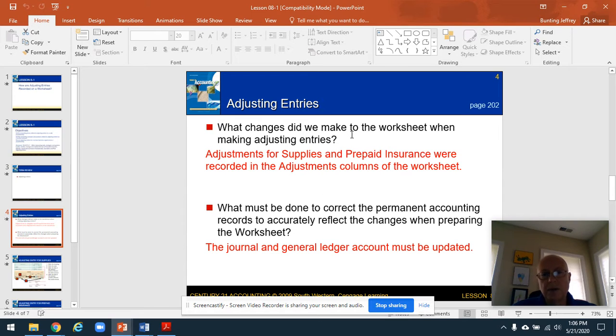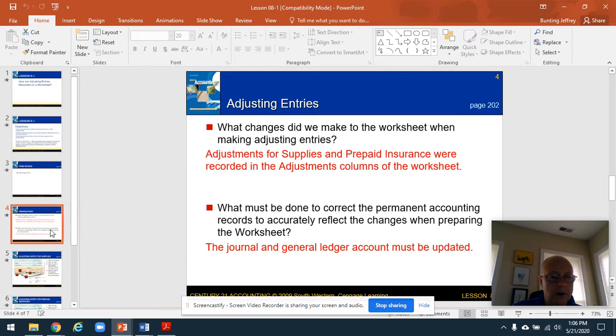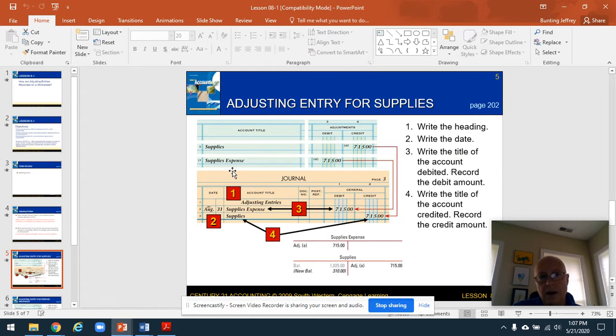So what changes did we make to the worksheet when making adjusting entries? Well, we had to update the supplies, office, and the prepaid insurance because we used them over the course of the month. And remember, we had two sections. We had to update the asset account, and then we had to make a corresponding entry to the expense account because we have to match revenue and expenses. Now you think of it, assets do tie to revenue. All right, so this is what it looks like.